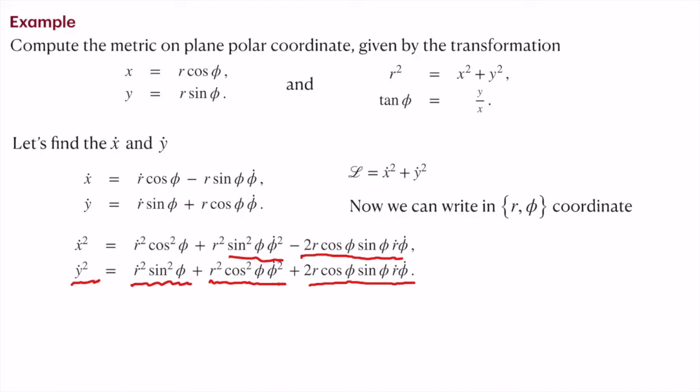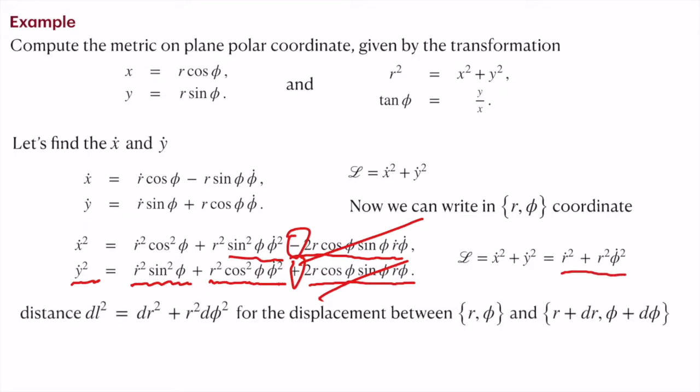So this cross term cancels because they come with negative signs, and the two terms also cancel out, and you are left with a much simpler expression. That is, the Lagrangian can now be written as a r square phi dot square. So this represents the distance element in plane polar coordinates, given by dl square is equal to dr square plus r square d phi square. This is the displacement between the point (r, phi) and (r plus dr, phi plus d phi).